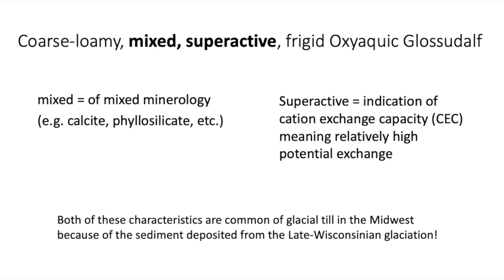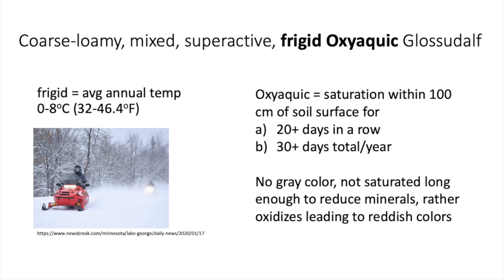CEC has to do with the fertility potential, the potential of the soil to hold on to nutrients and then release them back to solution for plant use. Calcite, one of the minerals very common to the Midwest, late Wisconsinian till, has very high cation exchange capacity. Then there is frigid. Frigid is the word used to describe average annual temperatures between 0 and 8 degrees Celsius. This is probably not surprising as far north in the United States as central Minnesota is.